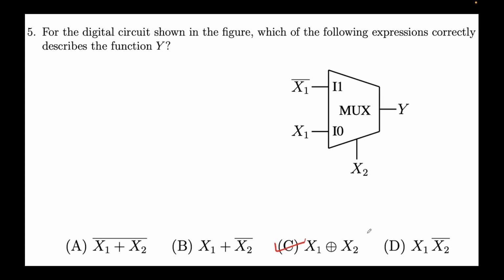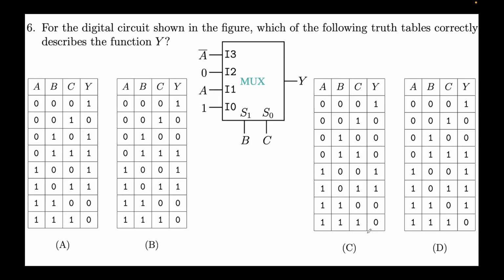All right. So this is now a second problem. In the previous case, if you recall, we had one select line, which means 2 raised to the power 1 inputs. Here we have two select lines, S1 and S0. This means 2 raised to the power 2 inputs maximum, hence you see these 4 inputs.